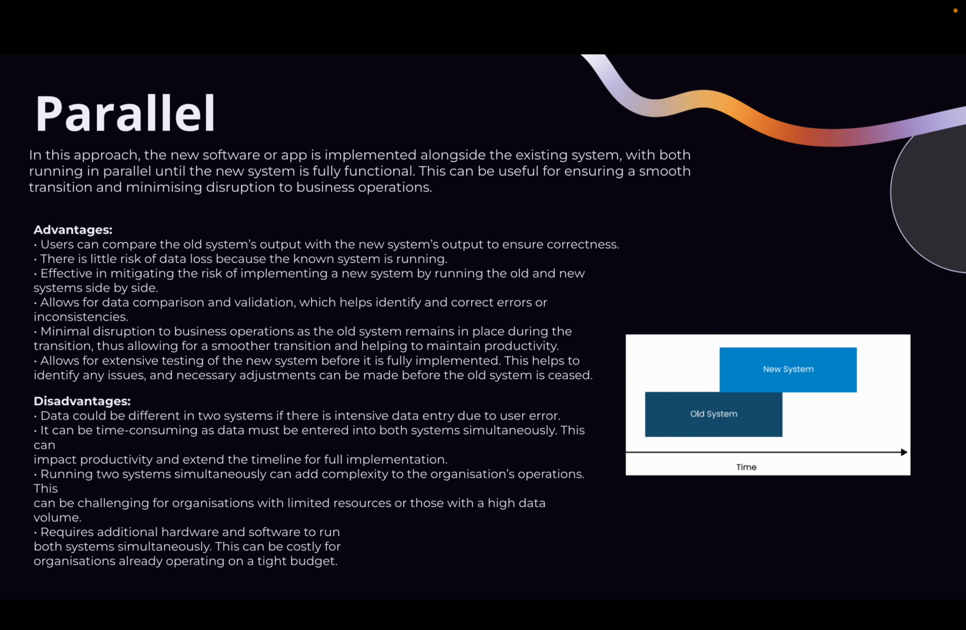This is when a new software or app is implemented with the existing system, both running in parallel until the new system is fully functional. Basically, once the new system gets into the swing of things, they fully get rid of the old one. The new system will be implemented in its entirety alongside the entirety of the old system. So things aren't phased out in this one. This is good as users can compare the old system's output with the new system's output to ensure correctness. There's little risk of data loss because the known system is still running.